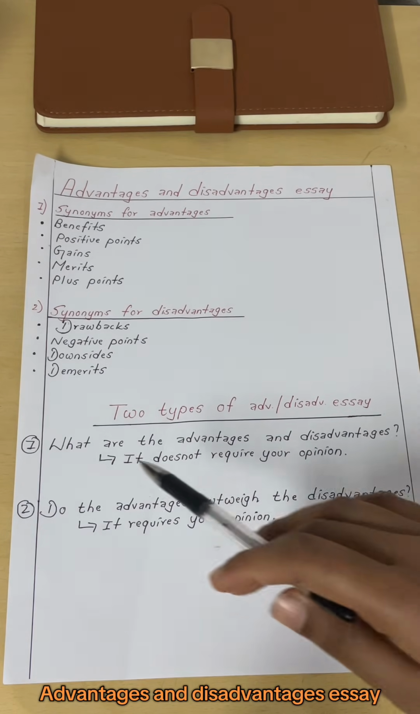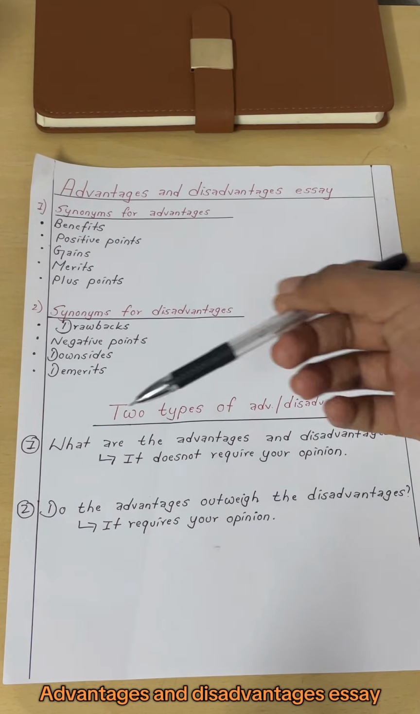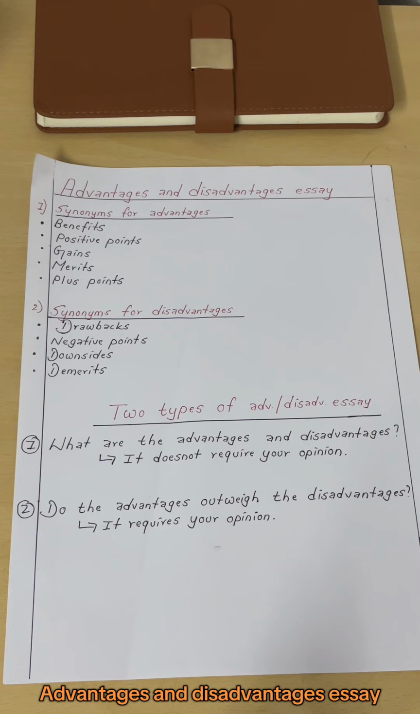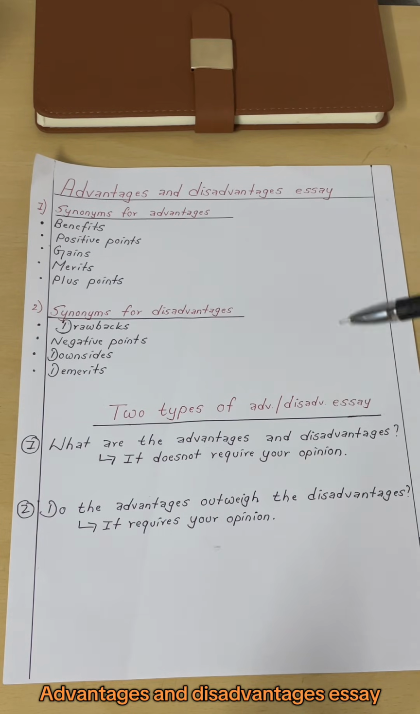The first one is: what are the advantages and disadvantages? In this type of question, you don't need to give your opinion. But there is another question type: do the advantages outweigh the disadvantages? So it is asking you, are the advantages more than the disadvantages? Or it can also ask, are the disadvantages more than the advantages? In this type of question, you do need to give your opinion.